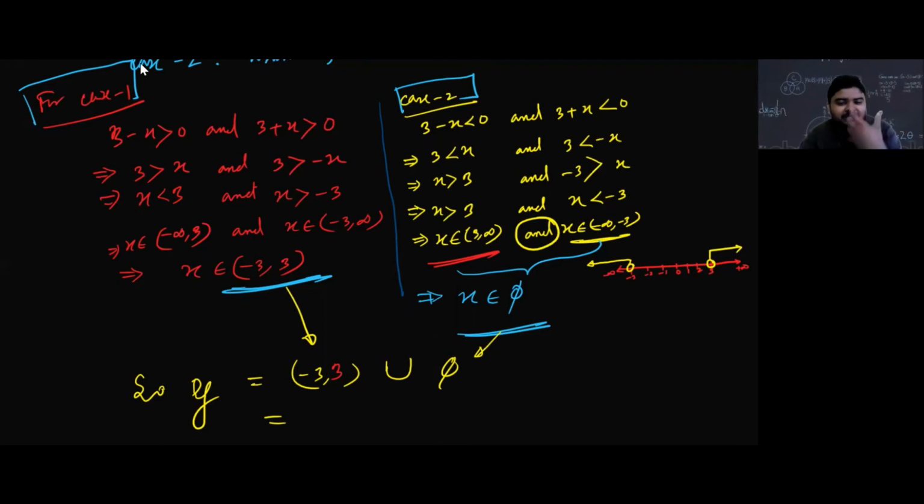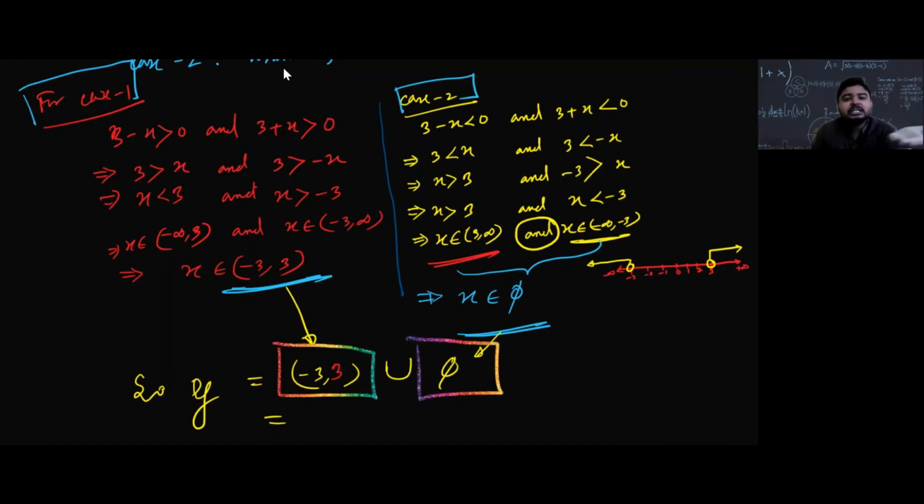Will it be empty set or minus infinity to plus infinity or anything? What can happen? Who can answer me? If I make the union of these two, what will happen? Who can tell me? Raise hand, please. Can you solve it? If I make the union of these two sets, then what is going to happen? No idea. Okay.